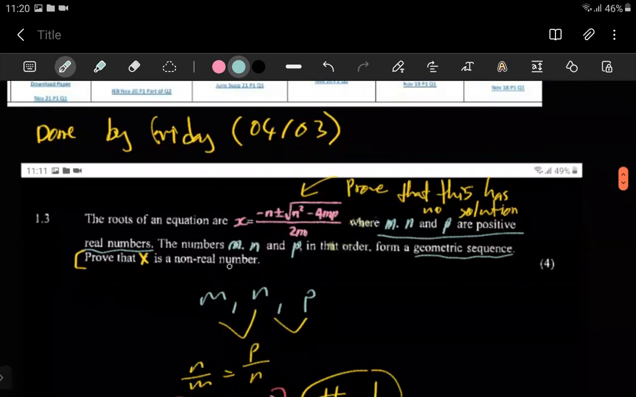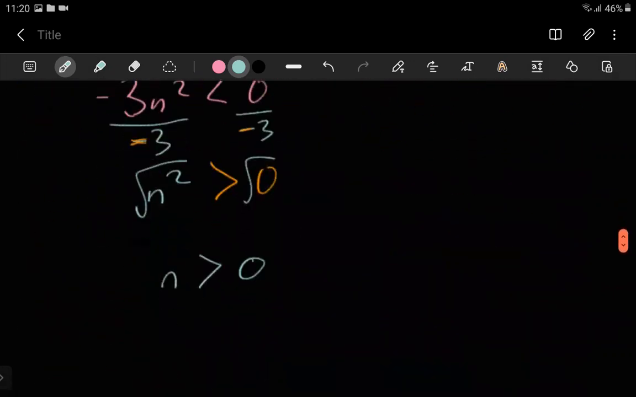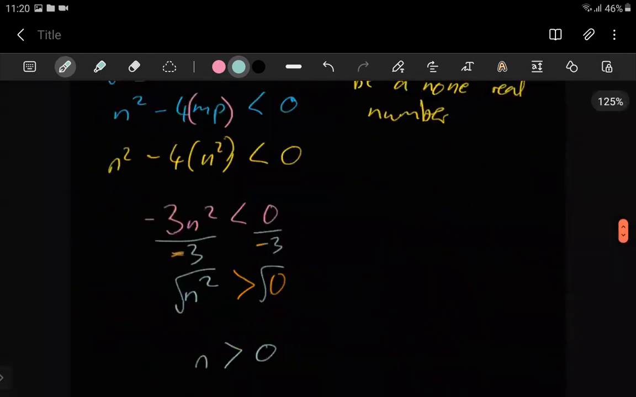The numbers m, n, and p in that order form a geometric sequence. Prove that x is a non-real number. So we work that way. n squared minus 4mp is okay. So let's see. This is what we have.